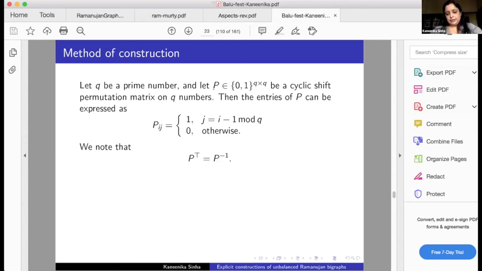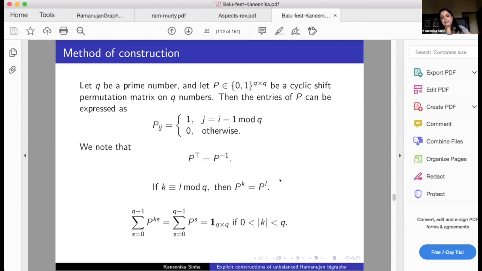And we note immediately that the transpose of the cyclic shift matrix is exactly equal to its inverse. Another important fact is that if you take this matrix P and raise it to the power Q, you end up getting the identity. So if k is congruent to l mod Q, then P to the k is equal to P to the l. Okay, now here is a nice fact which uses the primality of Q.